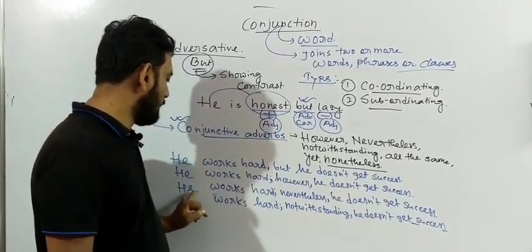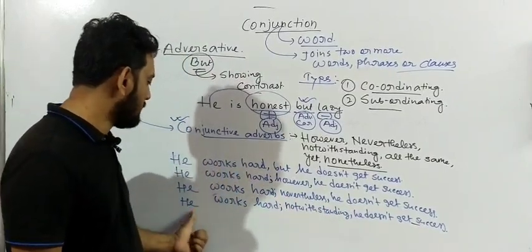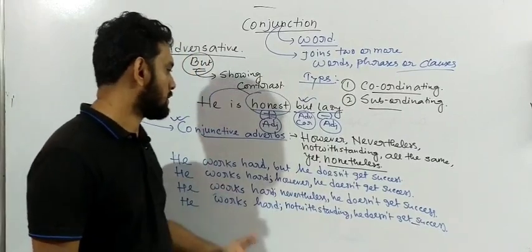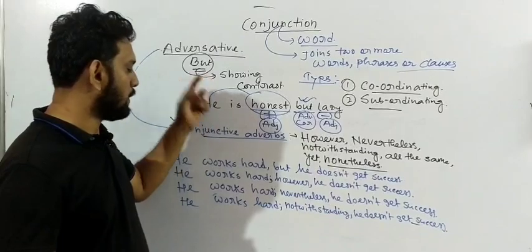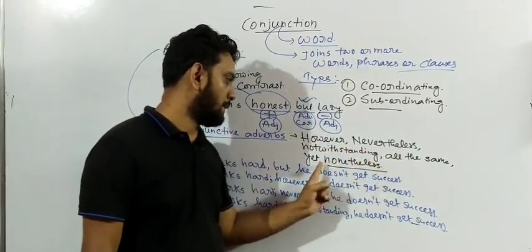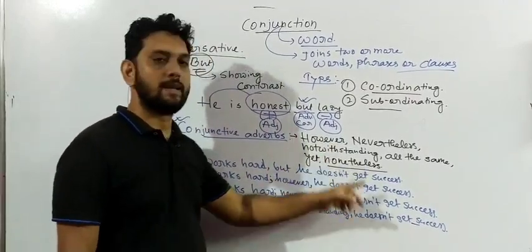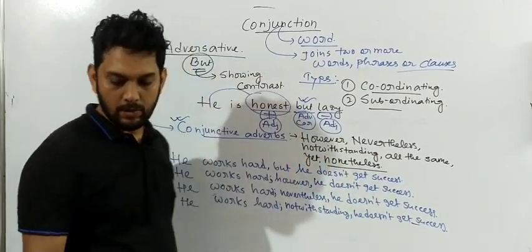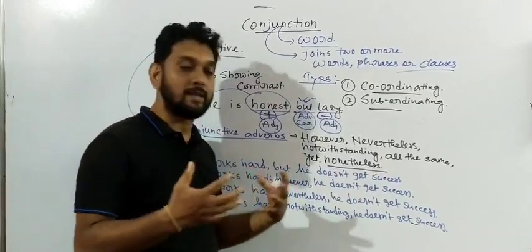Next one is, he works hard, nevertheless he doesn't get success. The meanings are the same. He works hard, notwithstanding he doesn't get success. All these are conjunctive adverbs. So instead of using but, you can also use conjunctive adverbs: however, nevertheless, notwithstanding, all the same, yet, nonetheless. You can also write he works hard, yet he doesn't get success. He works hard, nonetheless he does not get success. Likewise you can structure the sentences in this way.